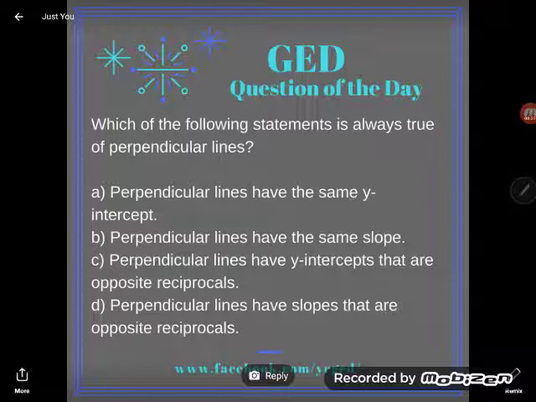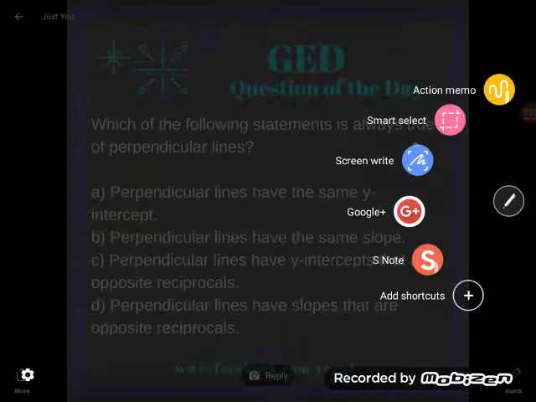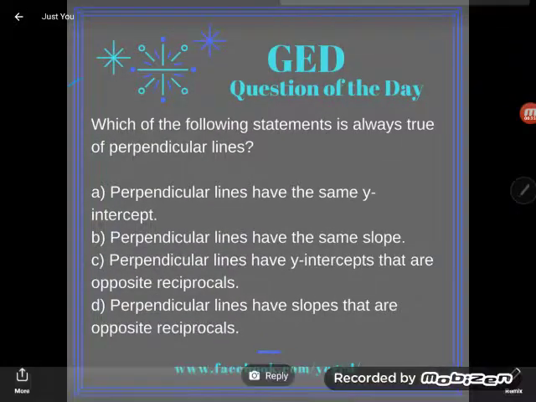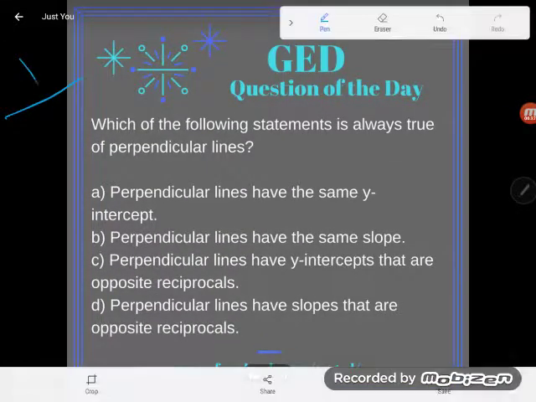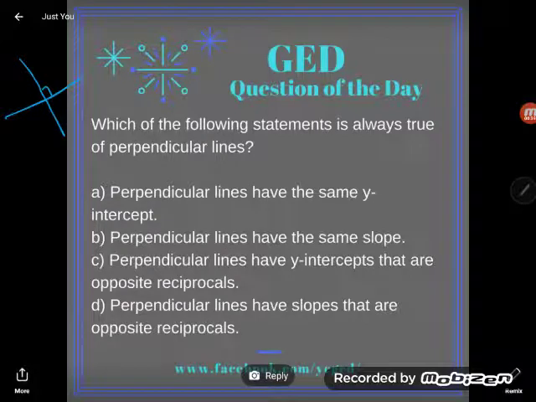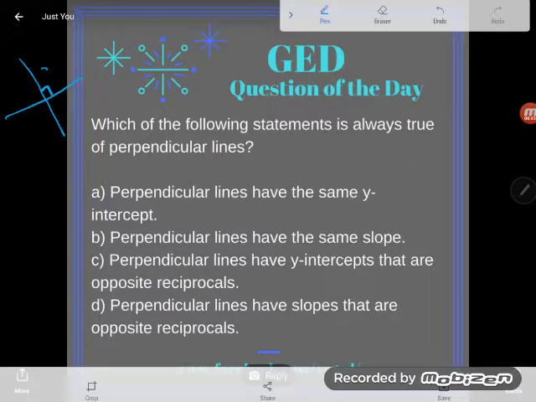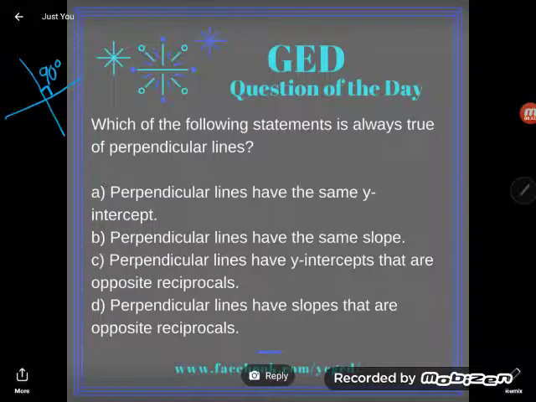I'll just remind you that perpendicular lines are lines that intersect, and intersect is just the fancy word for cross. So lines that intersect or cross at a perfect right angle, a 90-degree angle. 90 degrees, like hopefully the corners of your house. So we've been talking about that a little bit. Let's look at these statements.